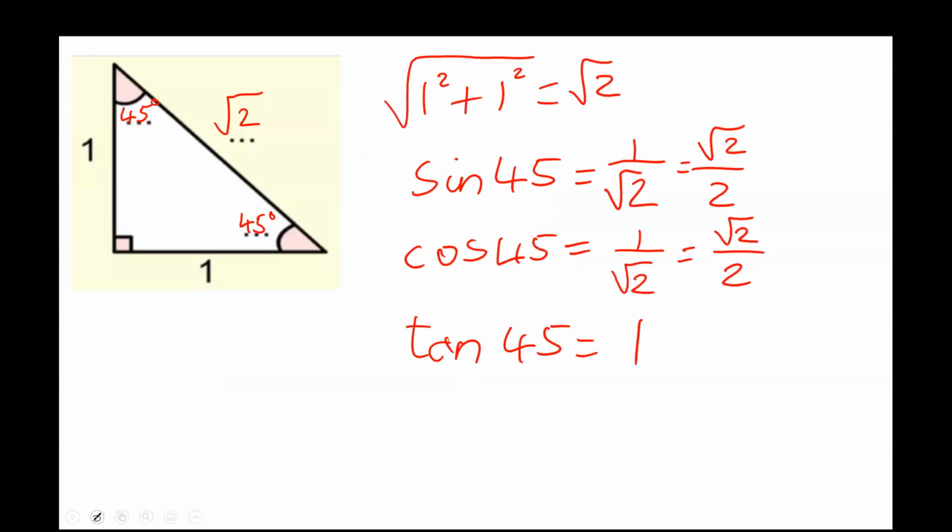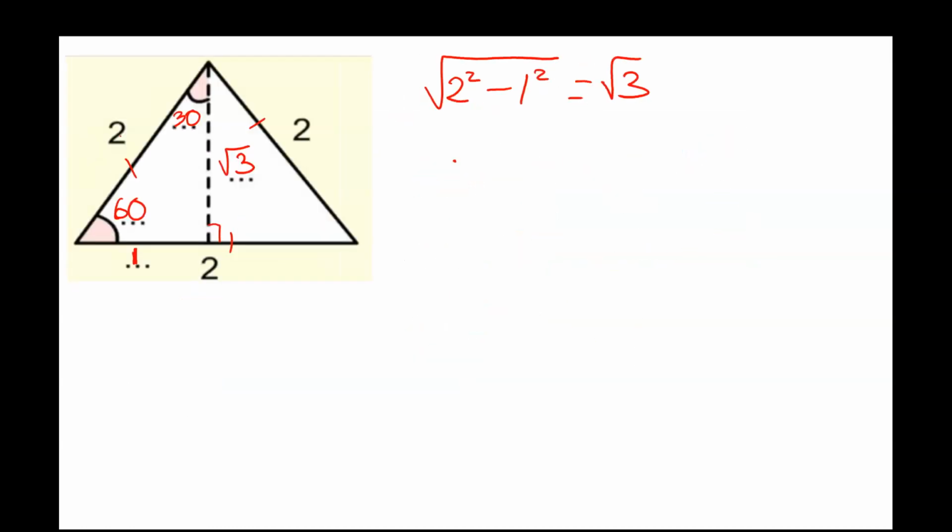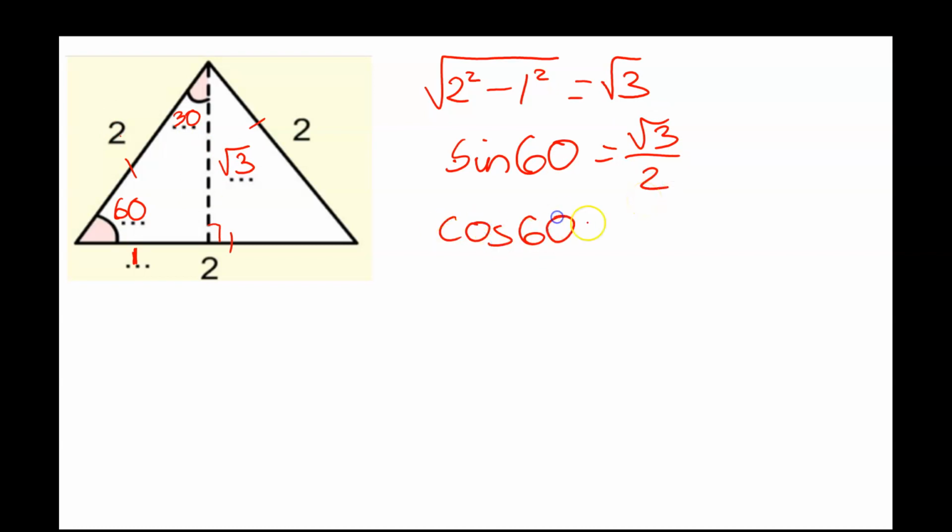Okay, so let's go. Let's do 60 first. So sine of 60. Sine is opposite over hypotenuse, root 3 over 2. Because we've got these values, it's just a matter of plugging them in. Cosine of 60 is adjacent over hypotenuse, so 1 over 2.